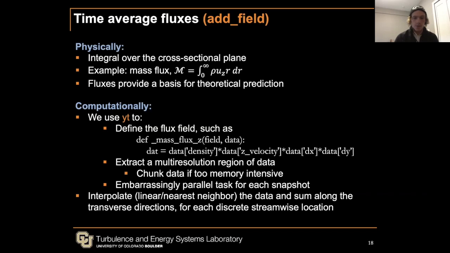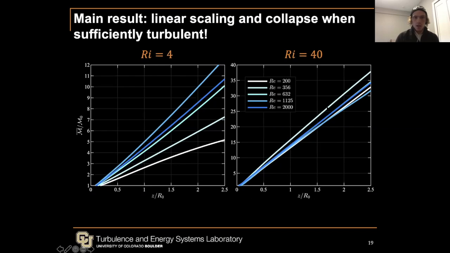As everyone knows, I don't think I need to talk about this too much, but the main result actually is the fact that many of these fluxes, I'm just showing mass flux here for simplicity, scale approximately linearly. So they're just approximately straight lines. And this is completely new data that is being analyzed as far as the near field near these buoyant plumes.